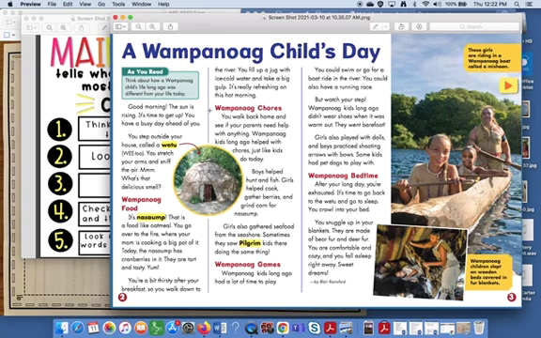Wampanoag chores. You walk back home and see if your parents need help with anything. Wampanoag kids long ago helped with chores just like kids do today.